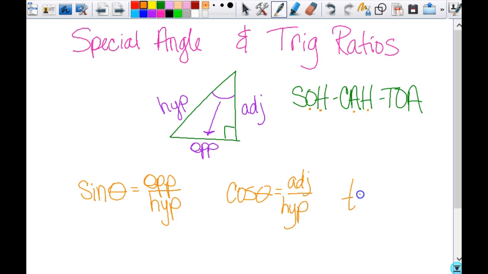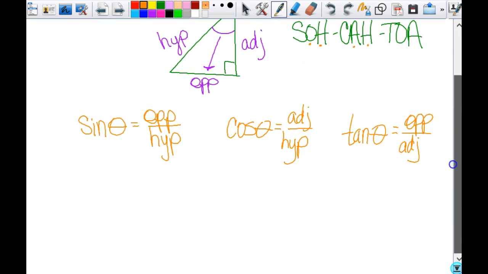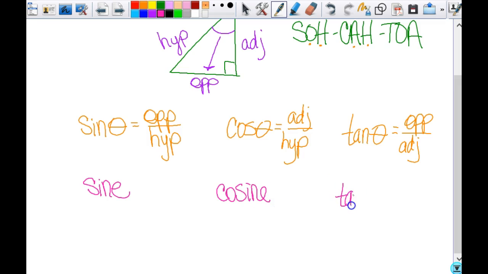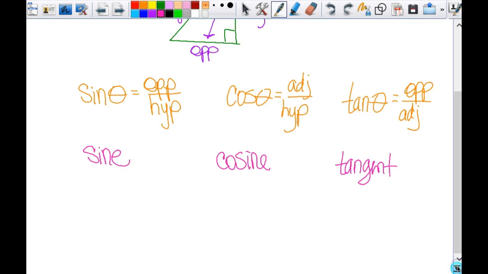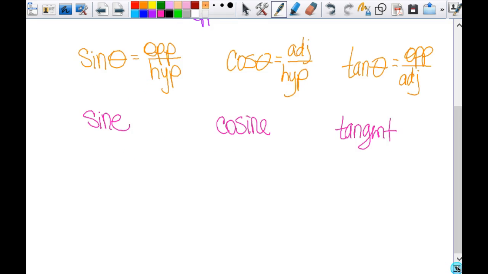And tangent of theta is always opposite over adjacent. Right? So those are the 3 that we know. The sine, the actual word is S-I-N-E. Cosine is actually C-O-S-I-N-E. And tangent is T-A-N-G-E-N-T. So the other 3 are reciprocals of these.